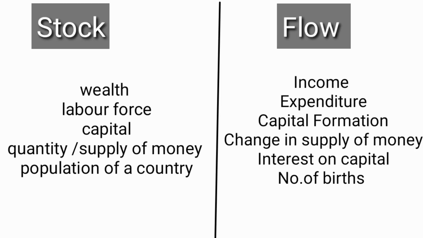Here are some of the points that you should keep in your mind, that the wealth, labor force, capital, quantity or the supply of money, population of a country are the examples of stock variable, whereas income, expenditure, capital formation, change in supply of money, interest on capital, number of births are the examples of flow variable.